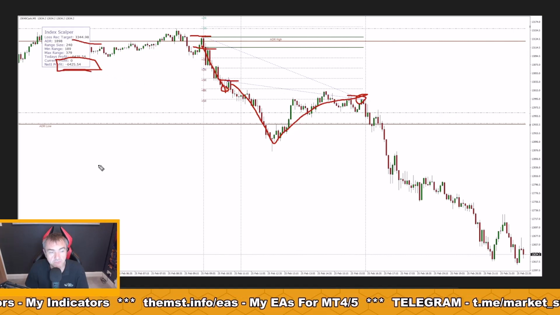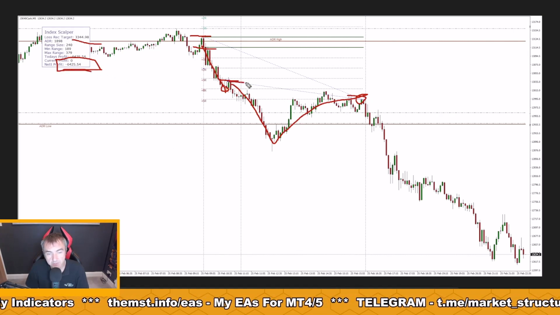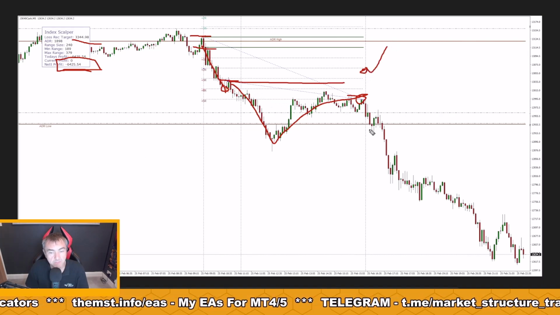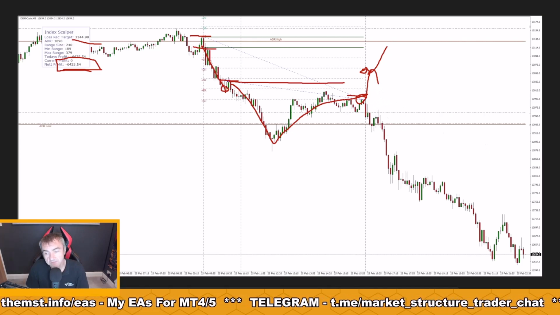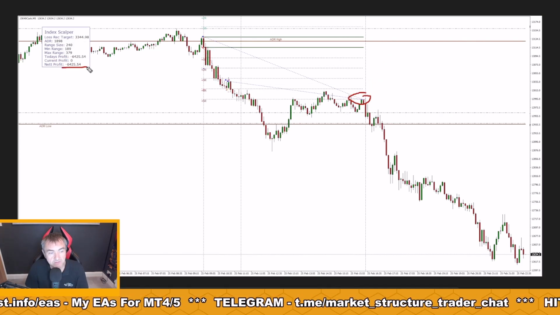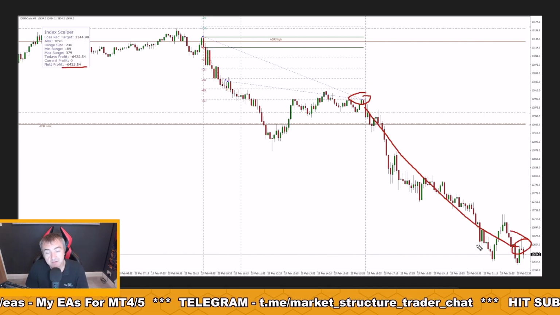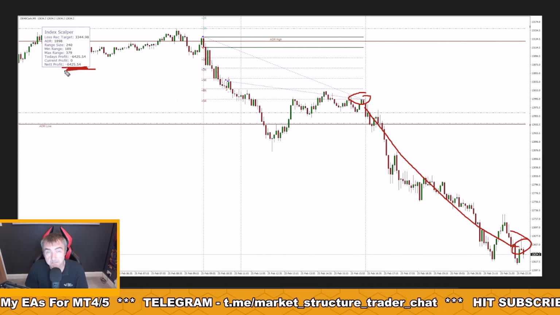Yeah. Loss recovery target was 3.5. If price had managed to get back up to there, that would have been an exit, but it didn't. But look at what the difference is between exiting at end of session and potentially ending at the end of New York. That would have been a much bigger loss, wouldn't it?